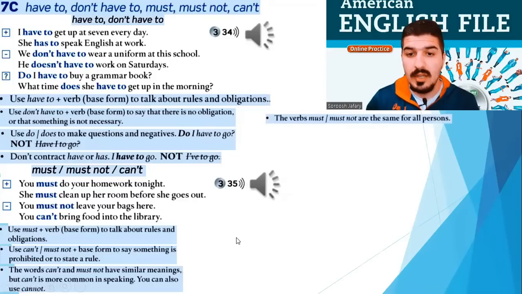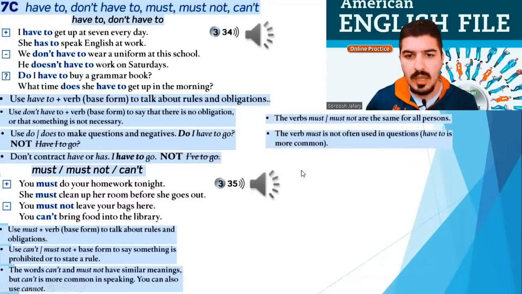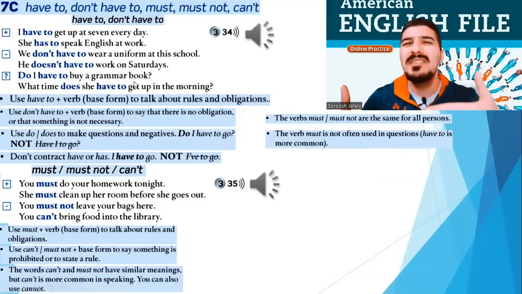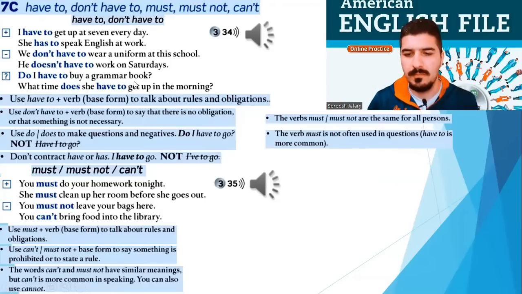All right. Now, everybody, the verbs must or must not are the same for all persons, right? You don't change it. The verb must is not often used in questions. Have to is more common. All right. For example, do I have to buy a grammar book? Have to is more common. It's better to use have to.